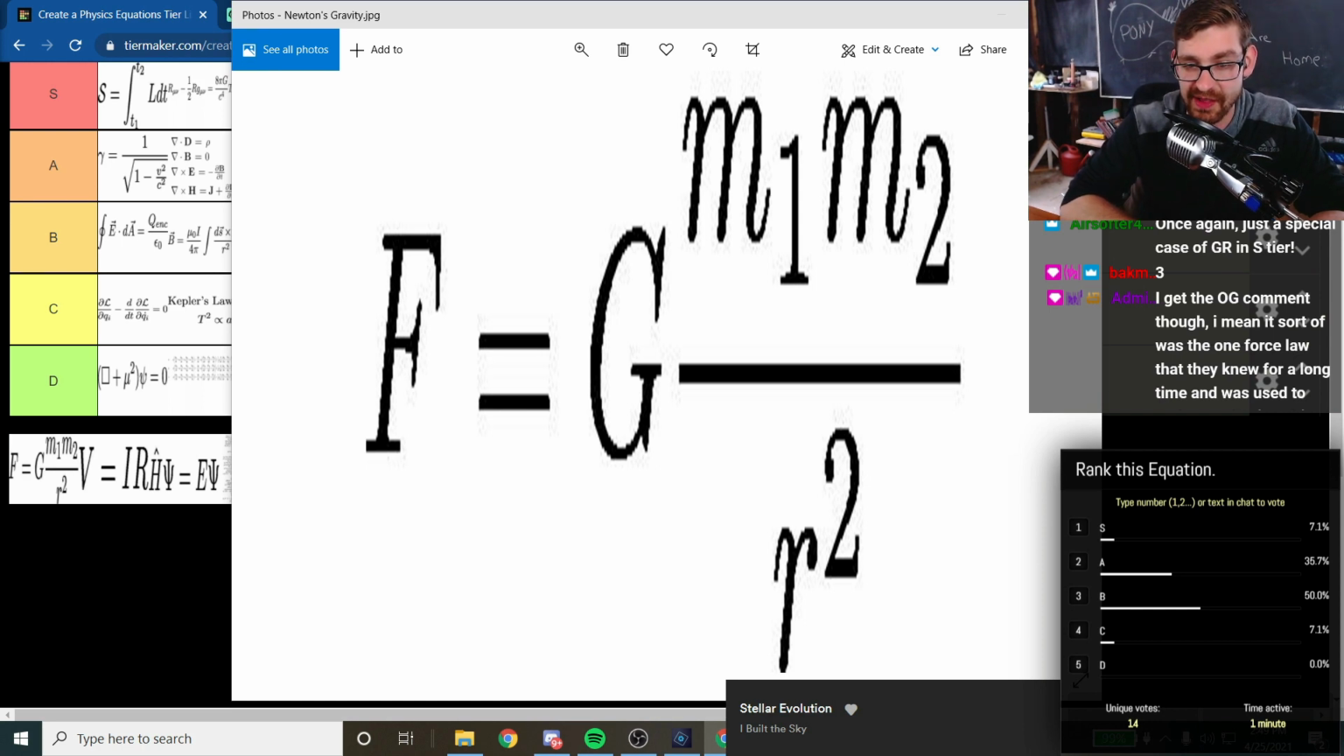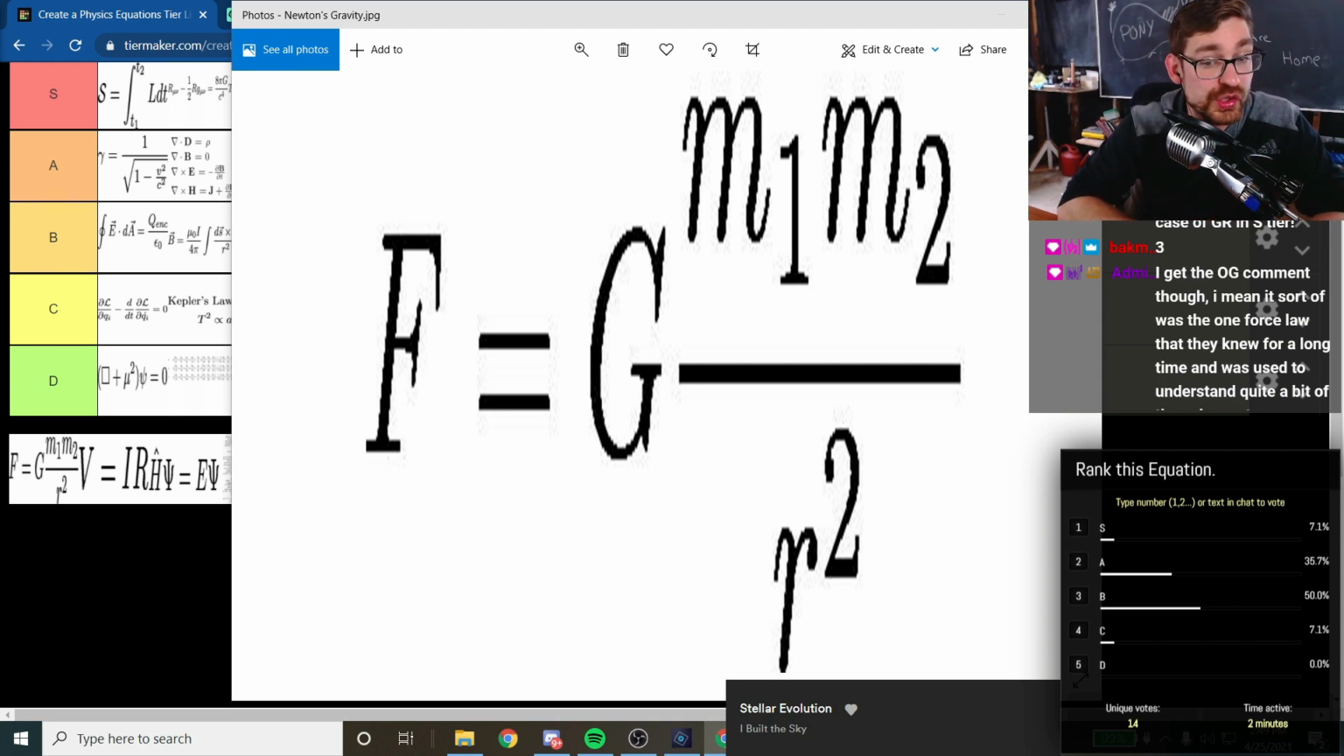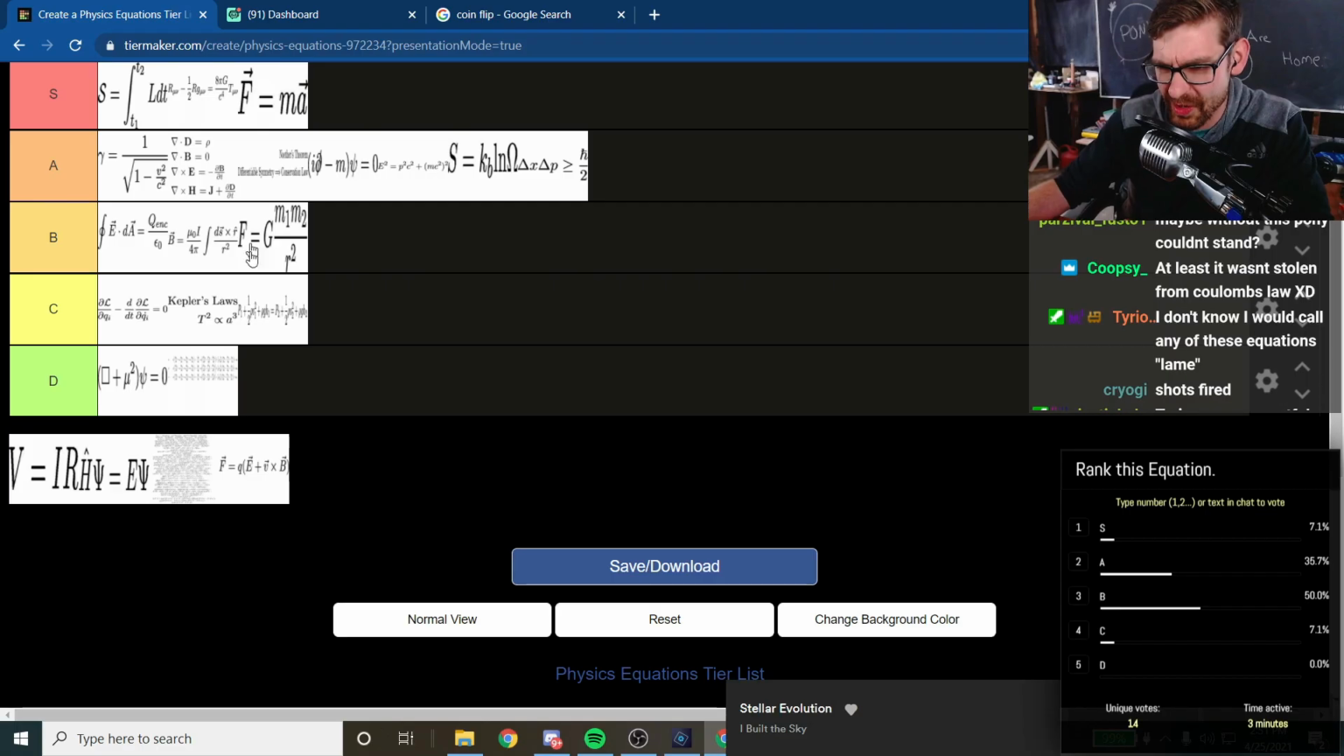I mean, the OG comment though, I get the OG comment. It sort of was the one force law that they knew for a long time and was used to understand quite a bit of the solar system. True, but also lame. Where do we put it though? At the end. Handsomely at the end. In fact, if there's anything going to go in between, it should go in between.